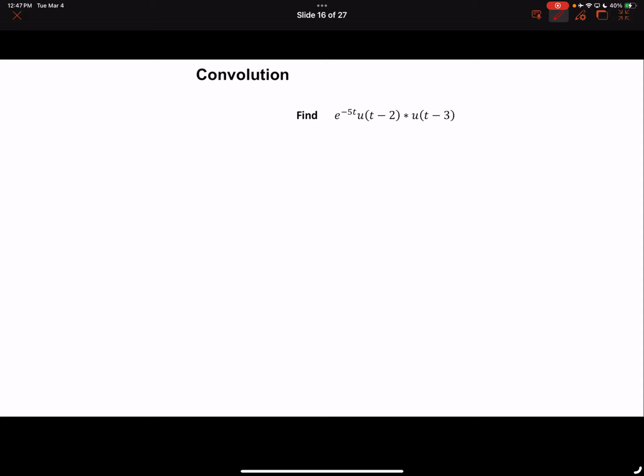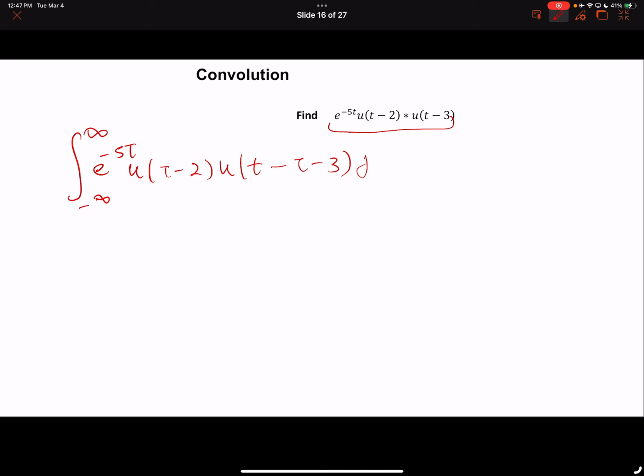Let's look at this example. So let's say I asked you to evaluate this. First step, the integral from negative infinity to infinity of e to the negative 5 tau, u of tau minus 2, u of t minus tau minus 3, d tau. First step.